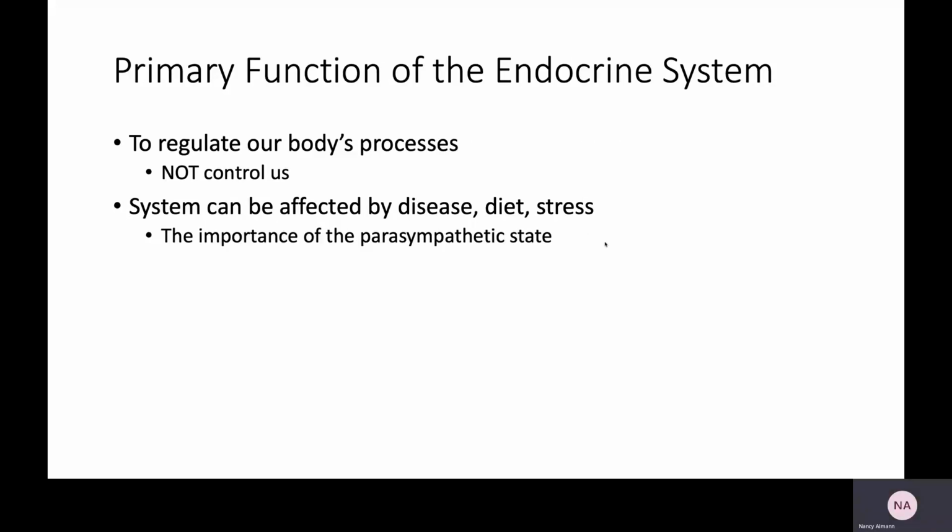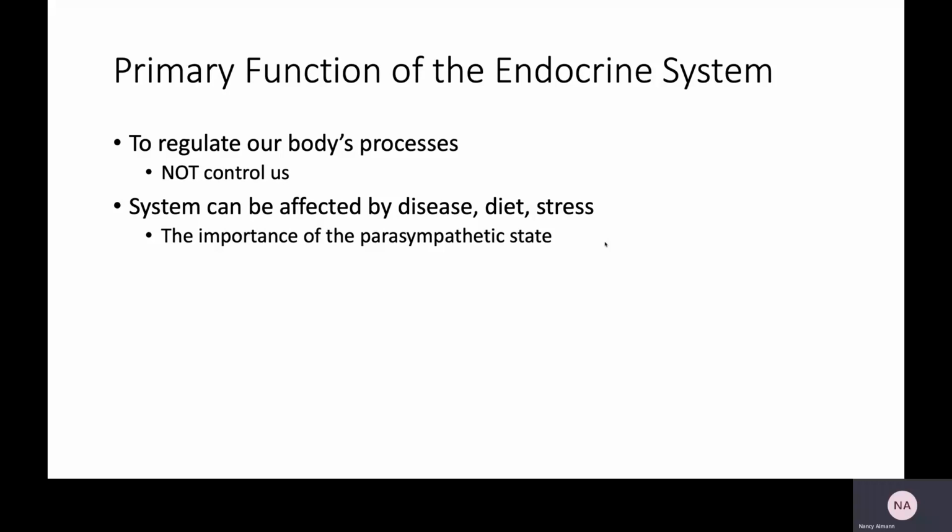The primary function of the endocrine system is to regulate our body's processes, not control them, but to regulate them. And the system can be affected by disease, diet, so you are what you eat, and of course, stress.